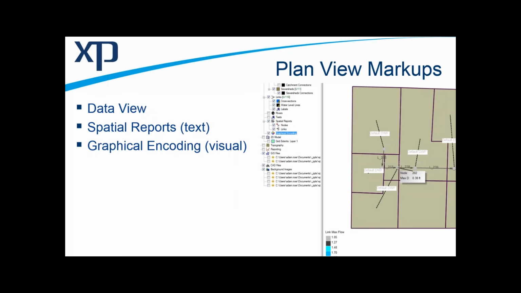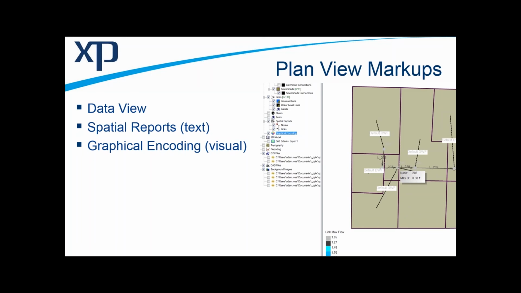Related to both sewer shed as well as any type of plan view work is the markup. One of those is the data view, so you can just view any XP table data you have per object. We'll cover that, as well as the spatial reporting, which is oftentimes the tooltips. This is the text representation of input or output data that you define, as well as graphical encoding, and that is more the visual of changing nodes or links, changing their color or other physical visual attributes based on input or output data.